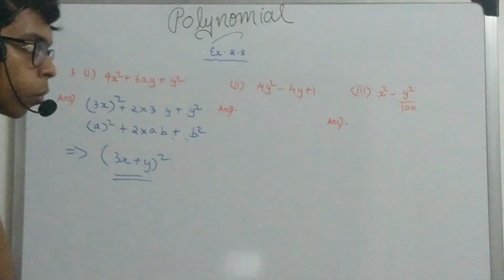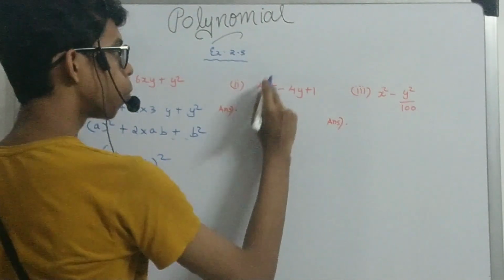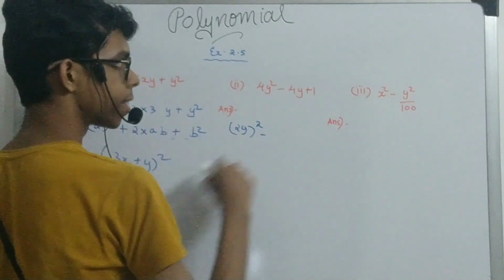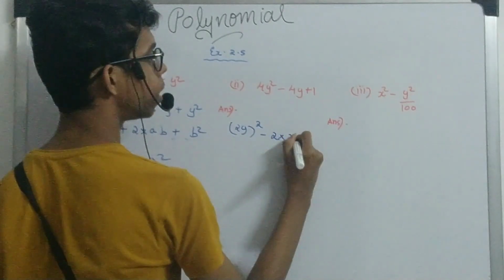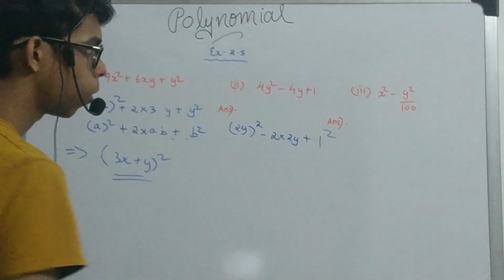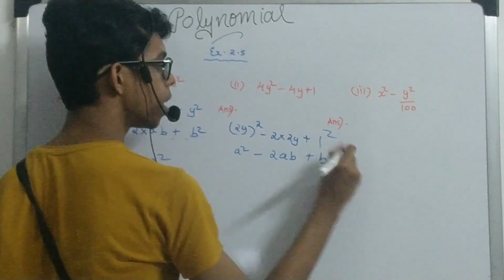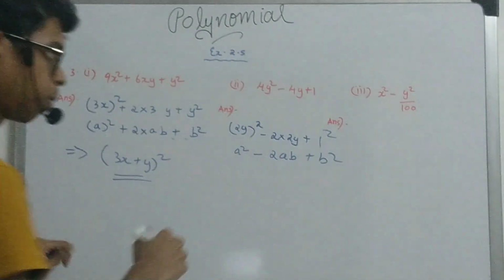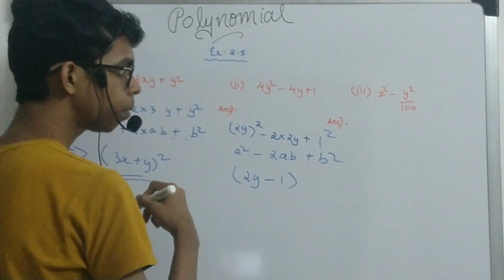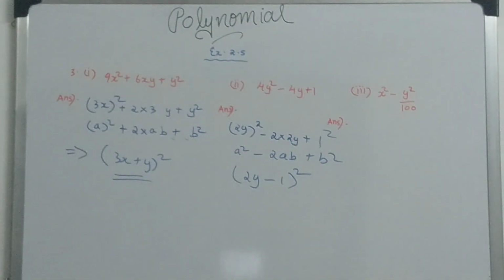Do the second one also. This is also of your a minus b the whole square form. Okay, so 4y square I can write as 2y the whole square, minus this 4y, I can write as 2 into 2y into 1. 1 I can write as it is, this is 1 square. Now if you see, this is of the form a square minus 2ab plus b square, isn't it? So this means that I can take this 2y, then this minus 1 over here. So I will be getting 2y minus 1 the whole square. Okay, let's do the third one.